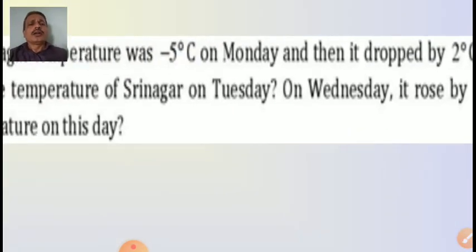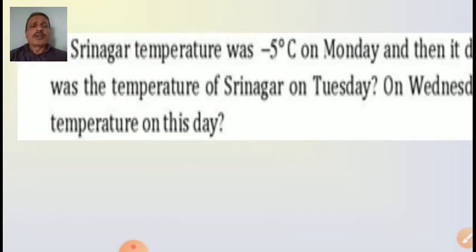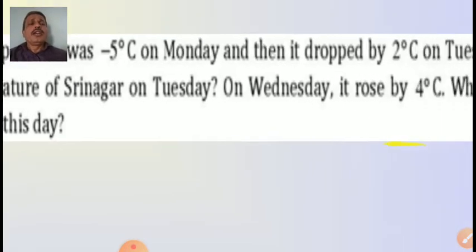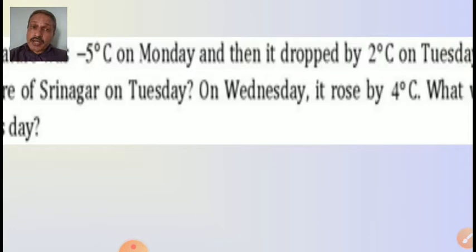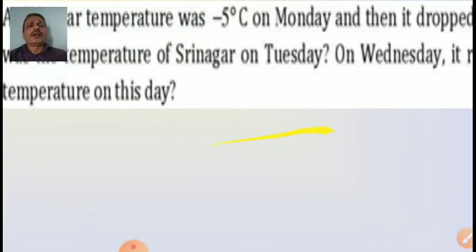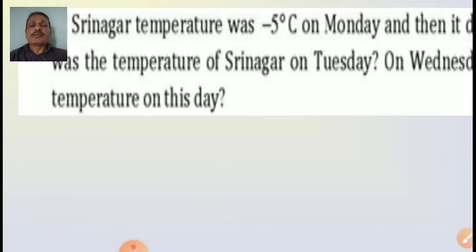What was the temperature of Srinagar on Tuesday? Verbally we did these things, but calculating we have to show. You have to write in the exam. On Wednesday, it rose by 4 degrees centigrade. Rose up means high. It was cold, and from that it became a little hot. What was the temperature on this day? So two questions they ask us, and we know how to write both these answers.